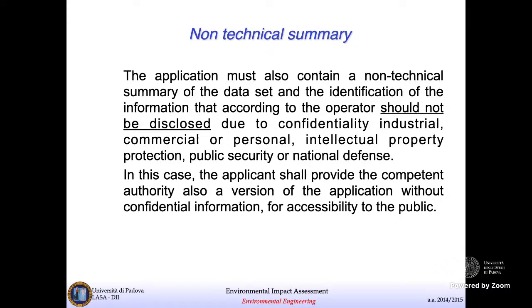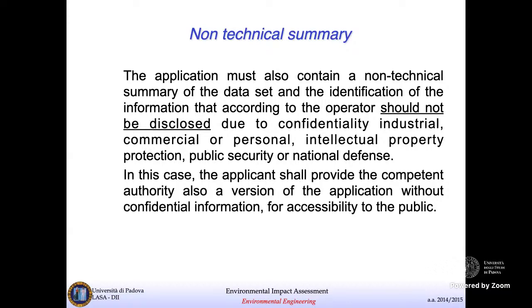Of course, as in all the environmental impact assessment legislation, also for IPPC a non-technical summary is foreseen. The application must also contain a non-technical summary of the data set and the identification of information that, according to the operator, should not be disclosed due to confidential industrial, commercial, or personal intellectual property protection, public security, and national defense. So, what does this sentence mean?